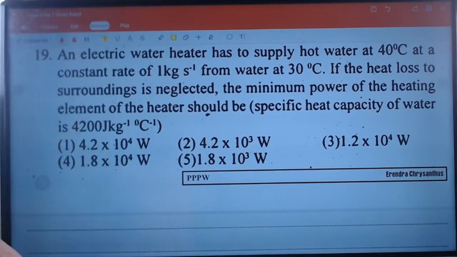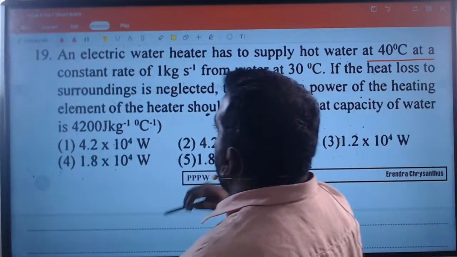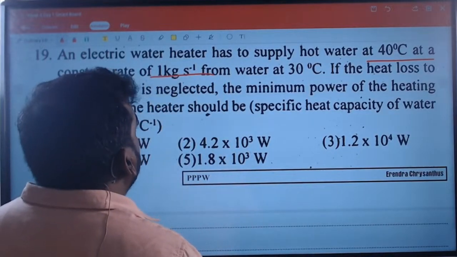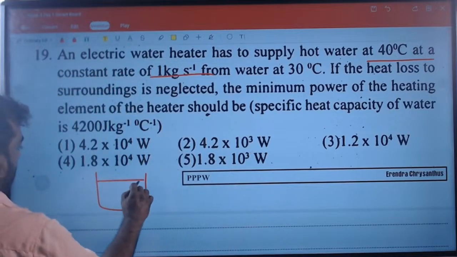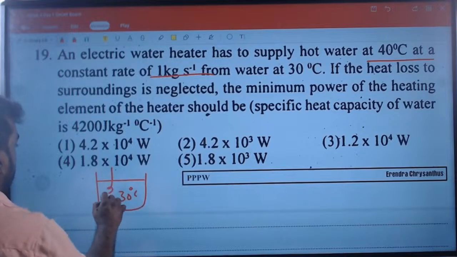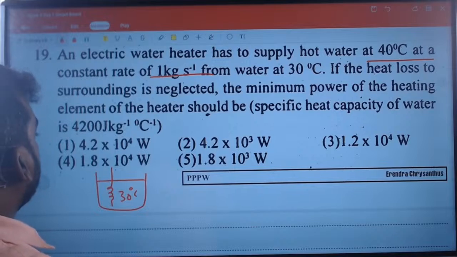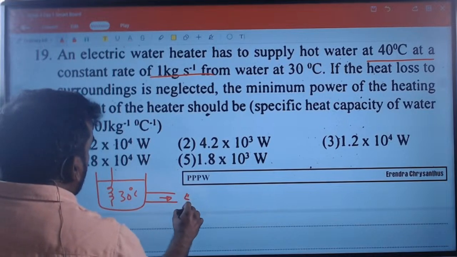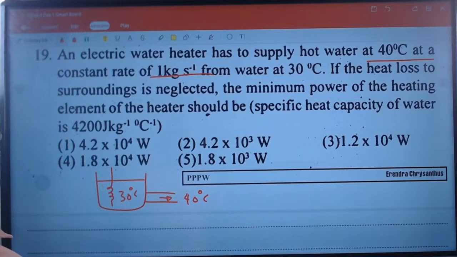An electric water heater has to supply hot water at 40 degrees Celsius at a constant rate of 1 kilogram per second from water at 30. So water at 30 degrees, the electric heater has to supply hot water, outlet at 40 degrees Celsius. If the heat loss to the surroundings is neglected, what is the minimum power of the heating element that should be given?